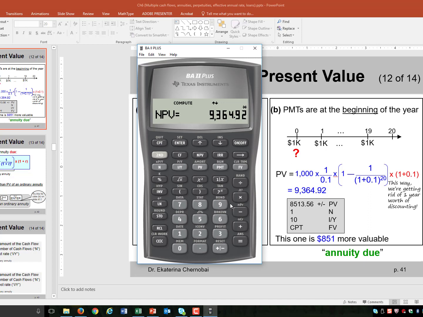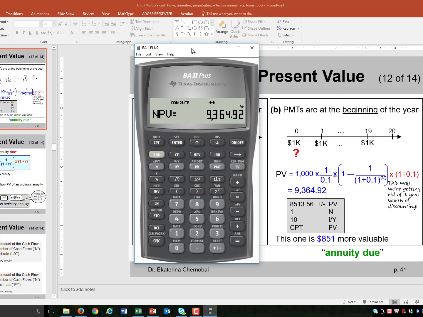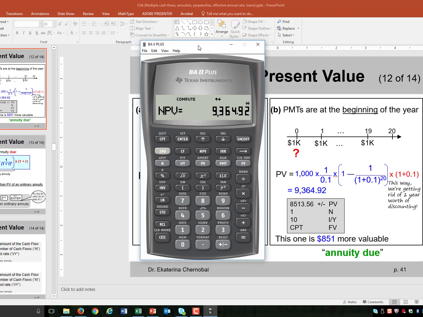So maybe this is a little bit tricky in finance, that oftentimes there is no single way to solve a problem. Or maybe it's a good thing, because some of you prefer one method, others find a different method more intuitive. So this way there will be the right method for each one of you.